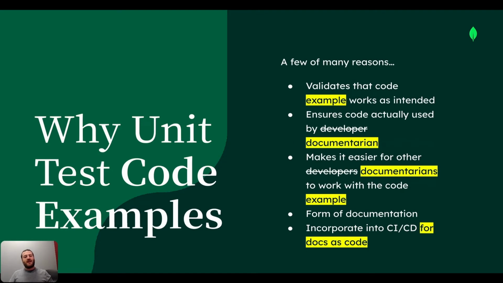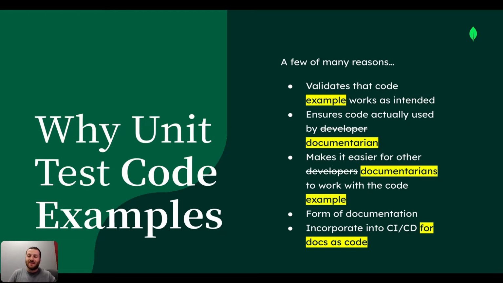Now let's take a look at how the same logic extends to code examples within our docs. So unit tests can validate that our example works the way that we intend it to, and make sure that us as documentarians are actually using the code that we document. Plus, unit tests make it easier for other documentarians to work with the code example because they have access to it within the unit tests, and any documentation within the unit test acts as a form of internal documentation for your technical writing team.